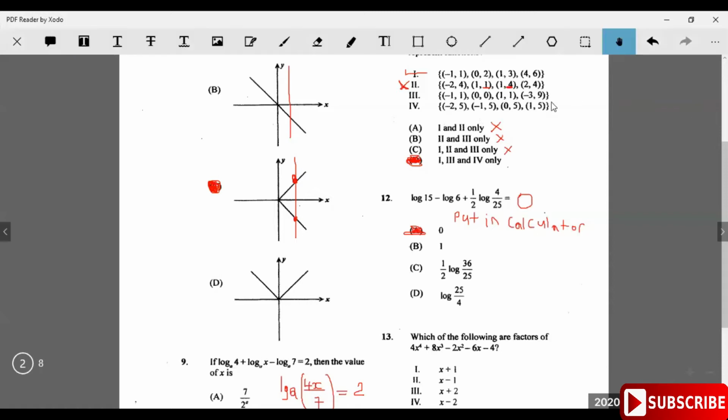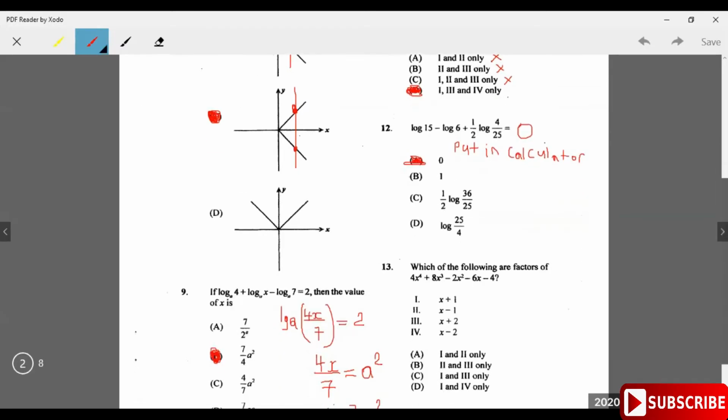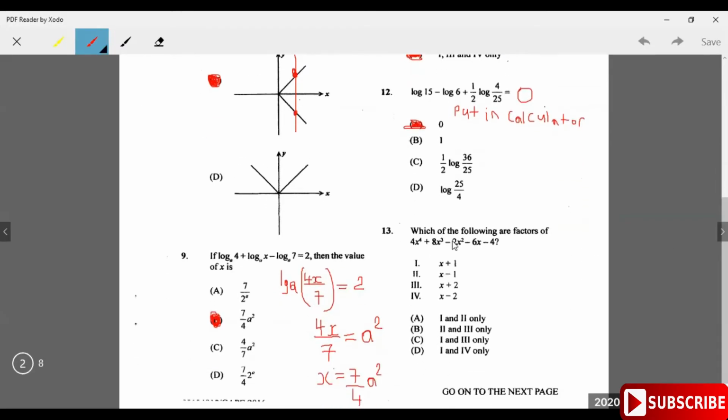All right. Now question 13. What is question 13 asking? It says, which of the following are factors of this function? In order for it to be a factor, we need to check if f of the value put into this function is equal to 0. So we need to check if f of -1 is equal to 0. We need to check if f of 1 is equal to 0, and so forth.